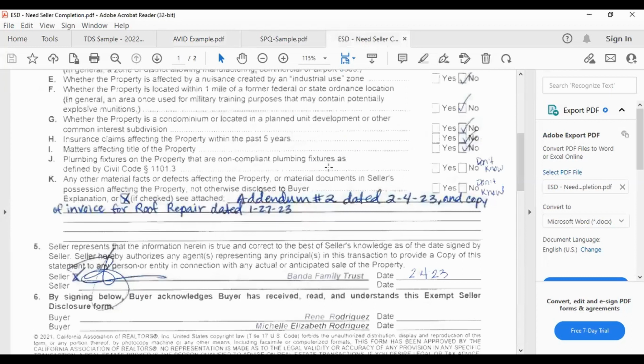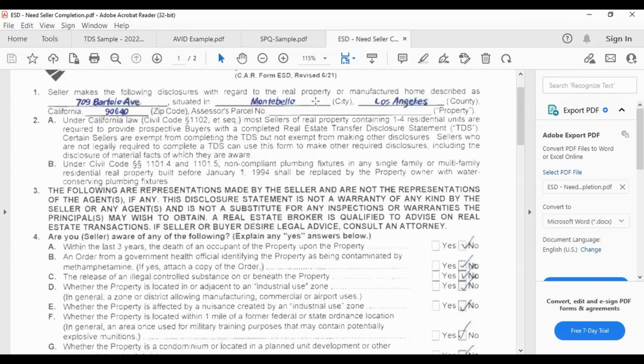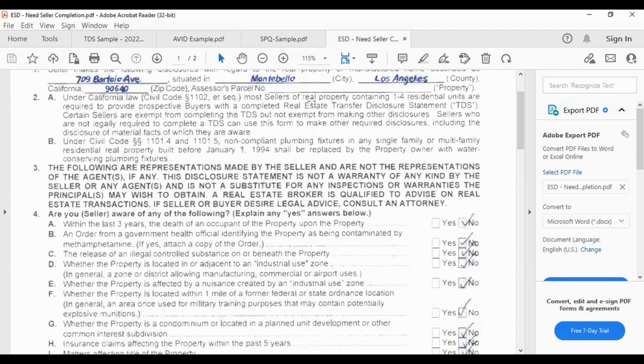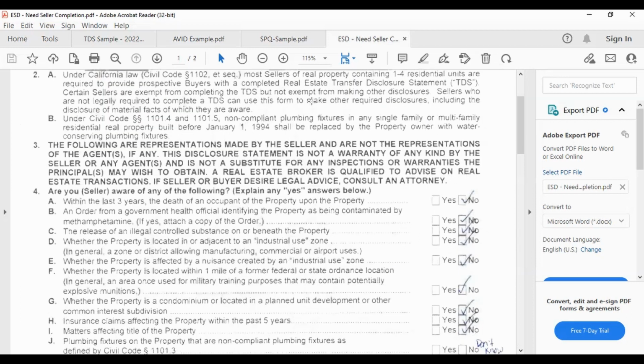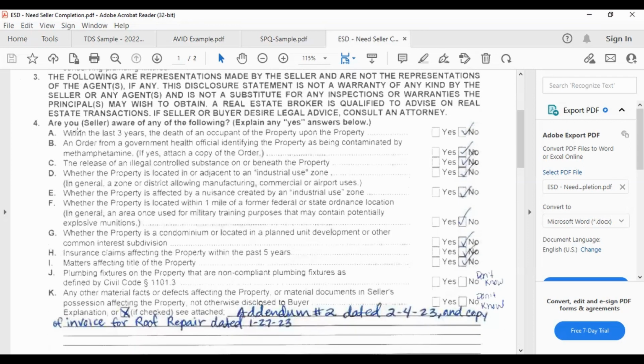Now the ESD we went to briefly. The ESD is the exempt seller disclosure, and this is involved in a transaction when the seller is exempt from the TDS and the SBQ. It does ask basically some of the questions, actually all of the questions on page 1 of the SBQ. Within the last 3 years, has there been a death on the property, and so forth.